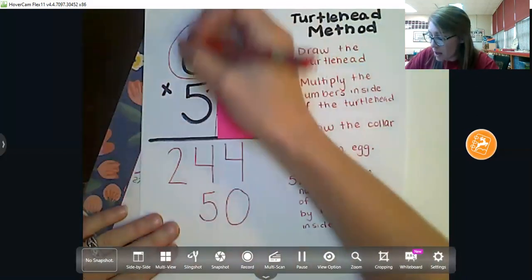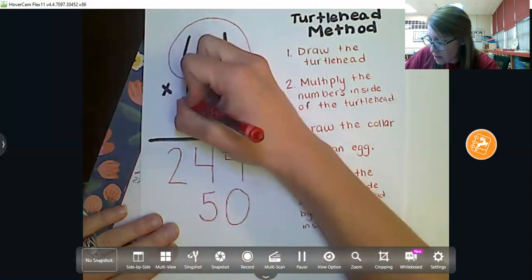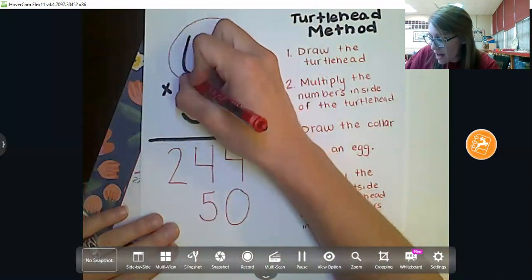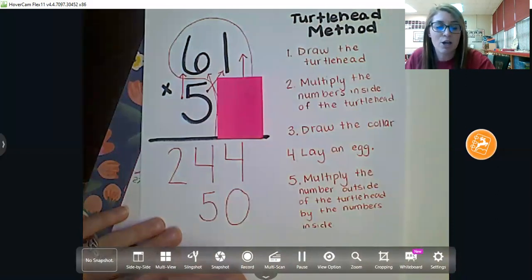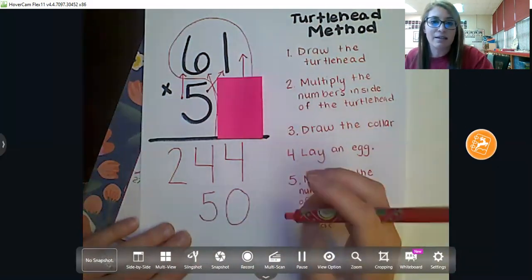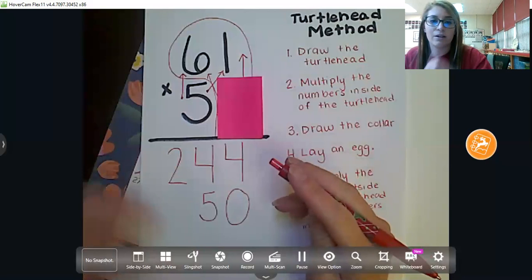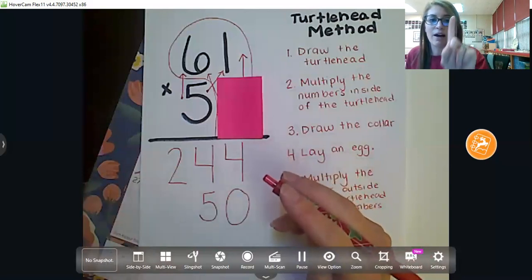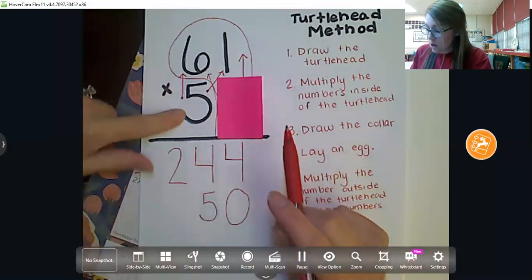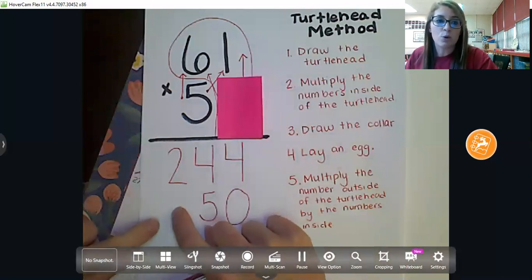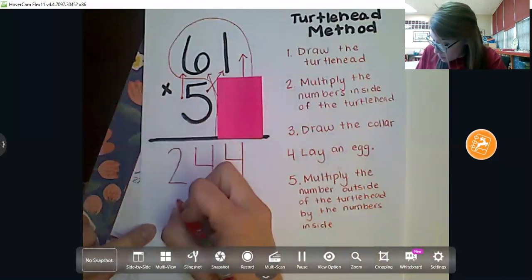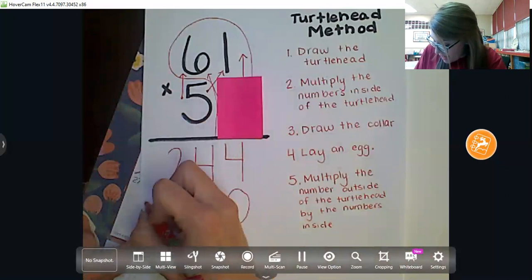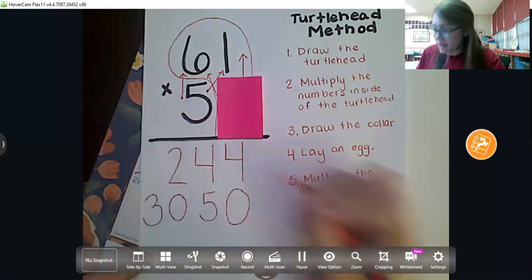Then we're going to come back down to this 5 and we're going to multiply the 5 times the 6. What is 5 times 6? Very good. 5, 10, 15, 20, 25, and 30. So that 30, I'm going to bring it right down here. I'm going to put my 0 here and my 3 right here.